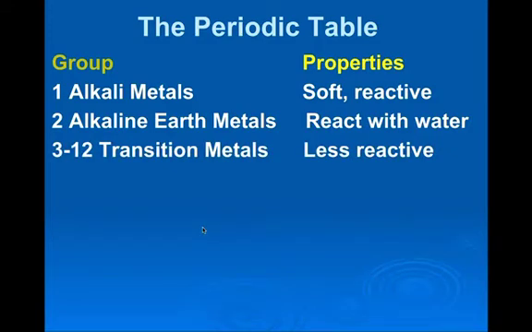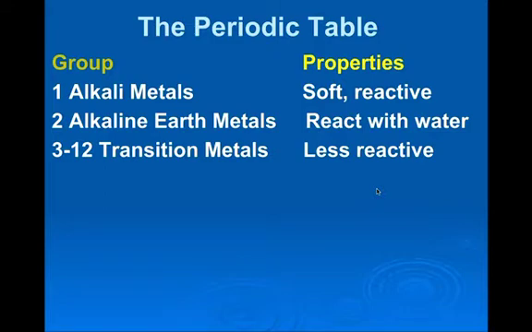Now, the middle block here, 3 through 12, this is a huge group called the transition metals. They're all so similar. It's like one big happy family. Lots of cousins and aunts and uncles and everything. You'll see gold, silver, platinum, nickel, iron. They're all very similar. What they have in common is they're less reactive.